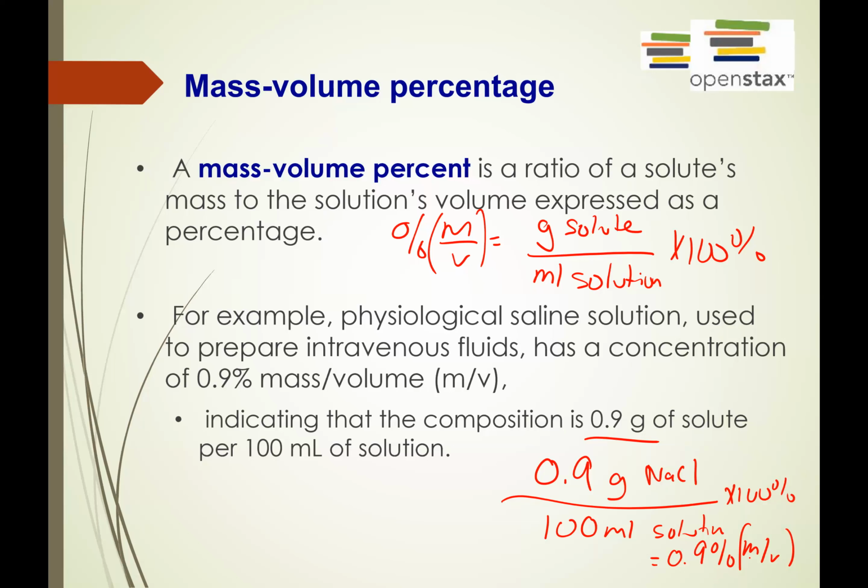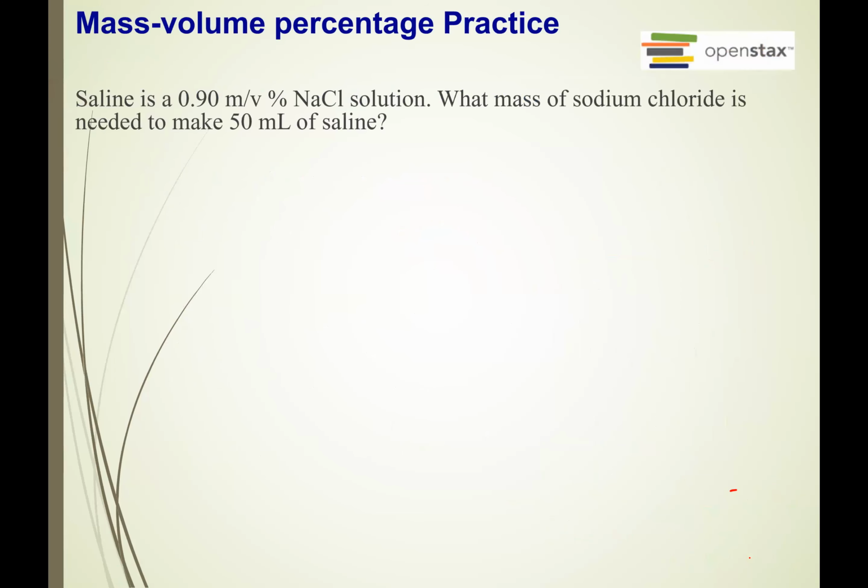It's the mass volume percent. Okay, so let's look at how this one works. Saline is a 0.9% mass volume NaCl solution. What mass of sodium chloride is needed to make 50 milliliters of saline?